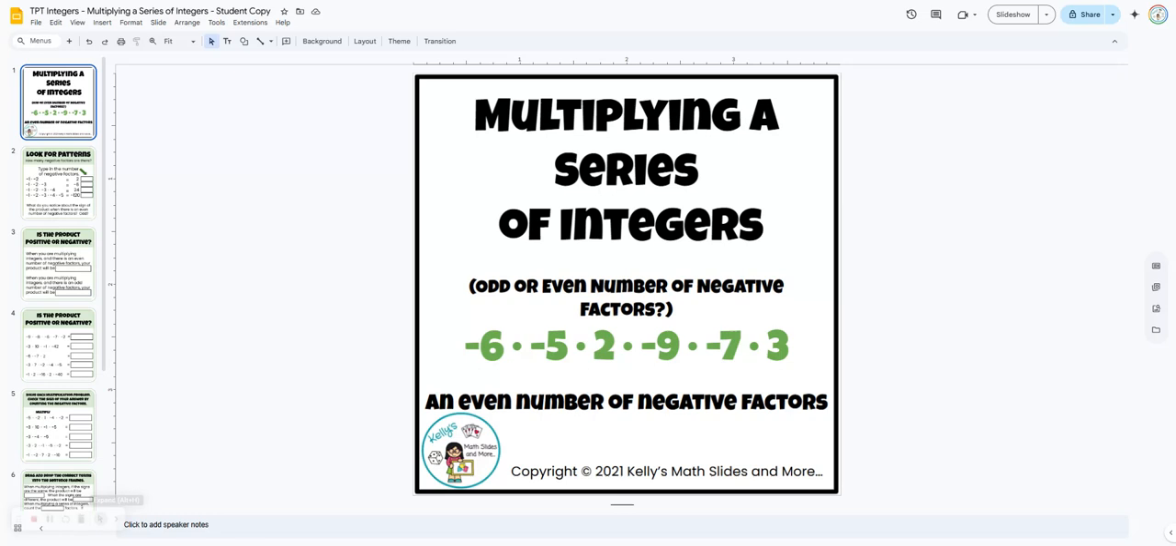Multiplying a series of integers. This is a digital lesson, and this shows students how to determine the sign when they're multiplying a series of positive and negative numbers.